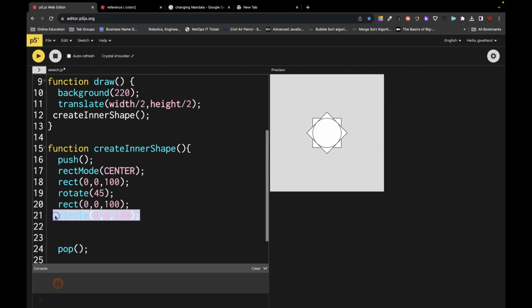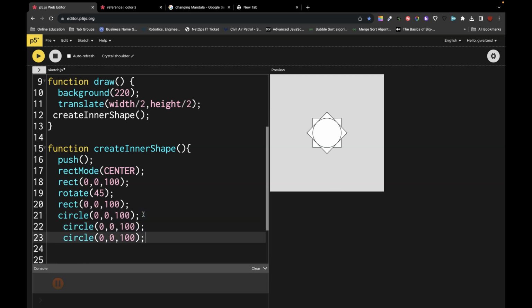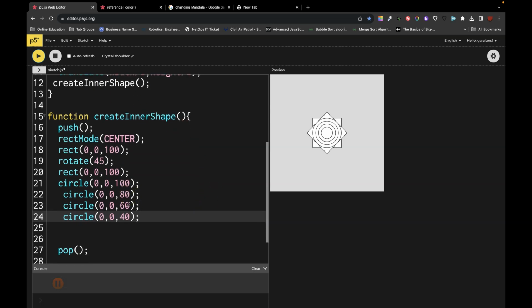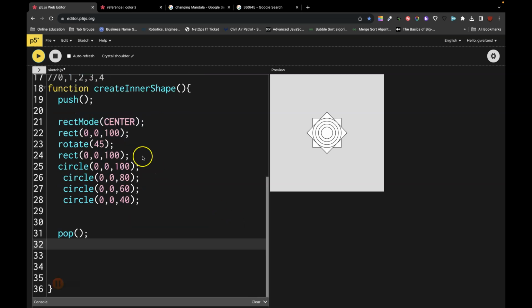Okay, I'm now going to take this, copy it, and make some smaller shapes on there. So I want concentric rings. So I'm going to do like 80, 60, 40. There we go. We got some cool designs on there. Now, as I'm drawing, I could be like, I wanted to move this over. So because I have this push pop, I can actually move these over.